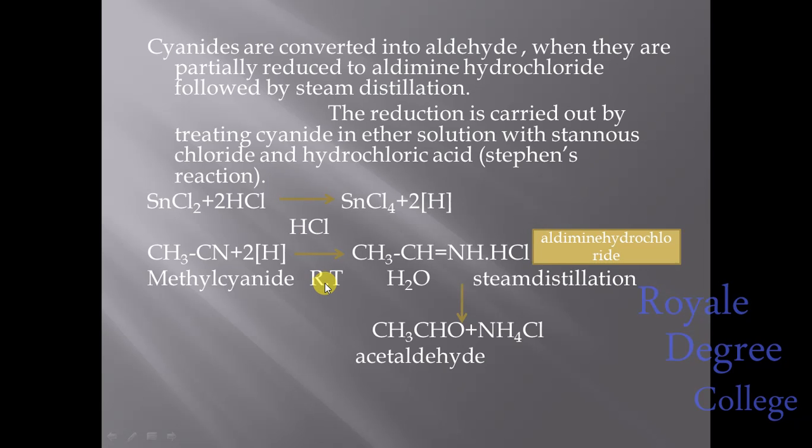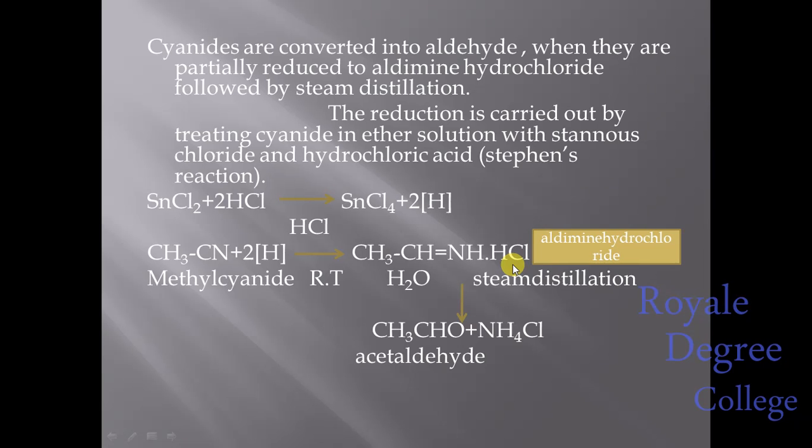So what is happening here? To this carbon of methyl cyanide, 1 hydrogen from this side is going to attach. Then nitrogen will attach. To the nitrogen, 1 more hydrogen is going to attach along with HCl. This is the addition product we are getting: CH3, single bond CH, double bond NH, HCl. It is named as aldimine hydrochloride.